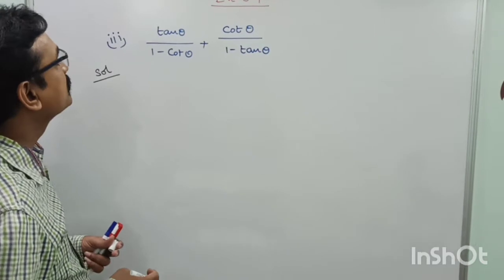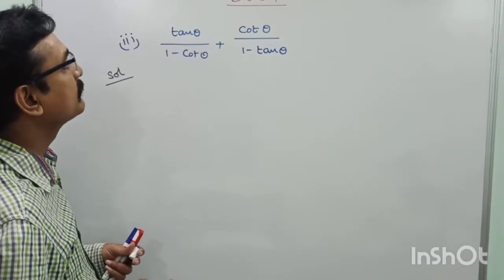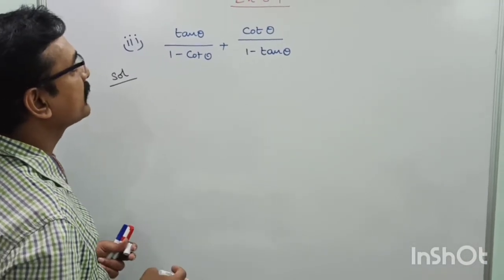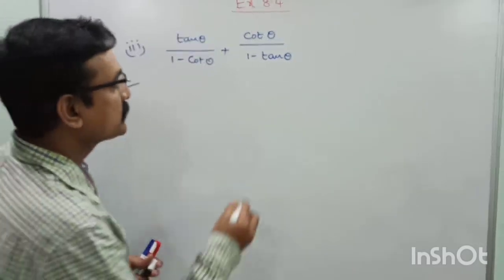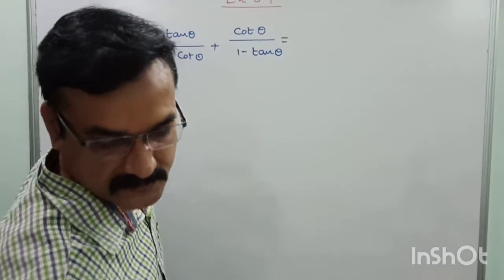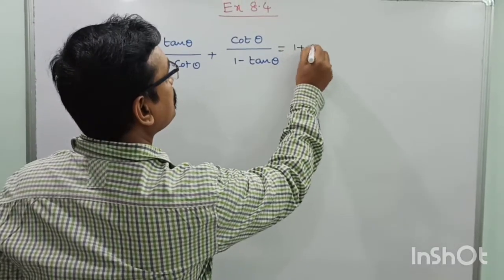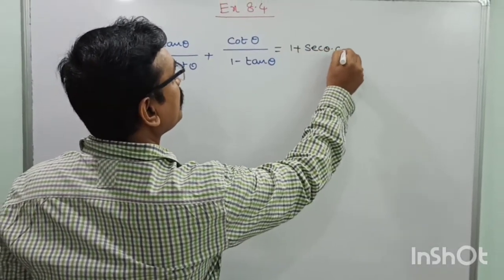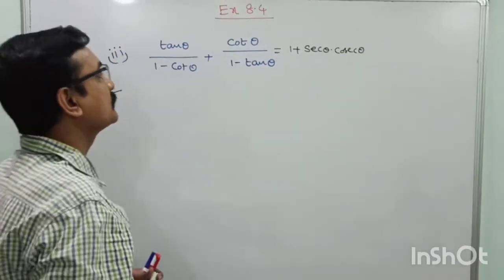Question number 3. Tan theta by (1 minus cot theta) plus cot theta by (1 minus tan theta) equals to, they ask you to show as 1 plus secant theta into cosecant theta. This one we have to prove.